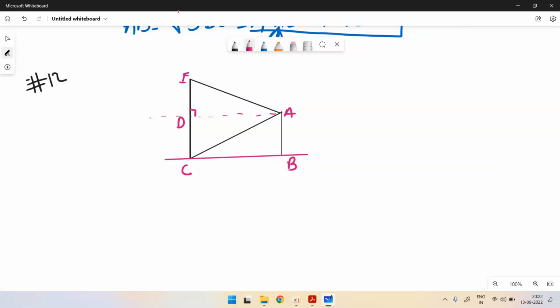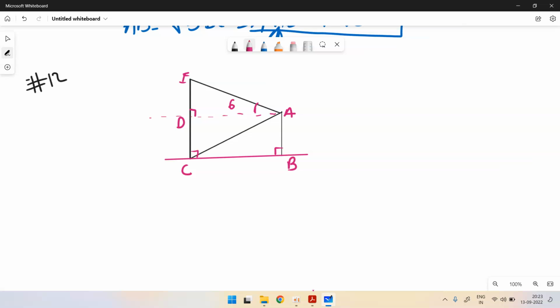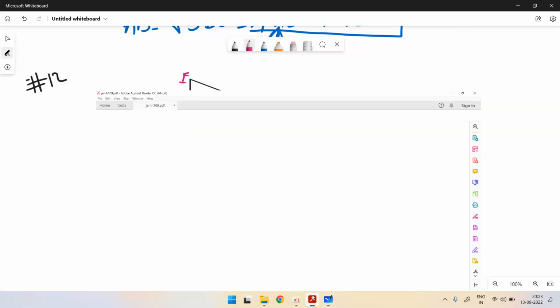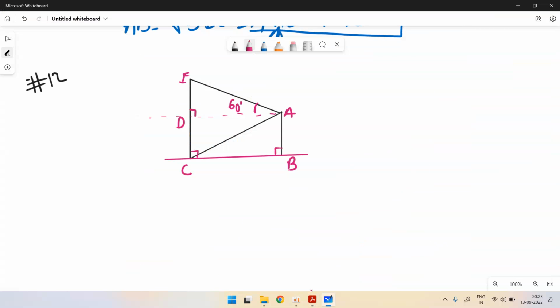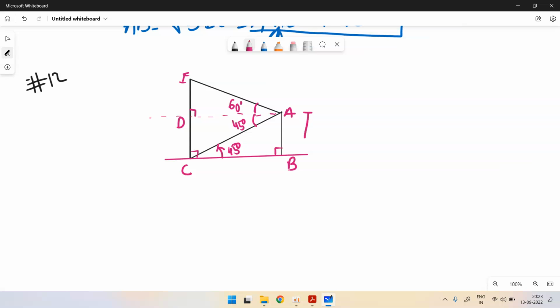90 degree, also 90 degrees, complete 90 degree. It is given that the angle of elevation is 60 degree, and the angle of depression to the foot is 45 degree. This is 45 degree. Since this is 45 degree, this will also be 45 degree. And it is given that the height of the building is 7 meters.